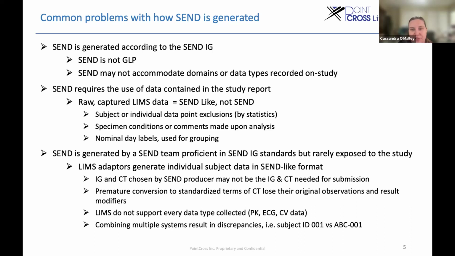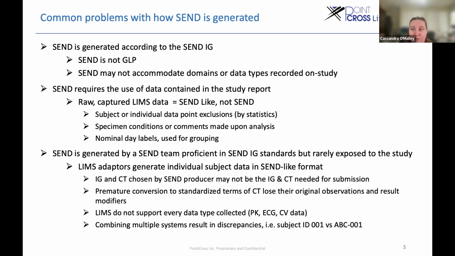The data captured throughout the study is only a portion of what is to be represented. There is information like exclusion points, specimen conditions, comments, and nominal day labels that are used for grouping that all come from analysis of the recorded data points themselves and not from the recorded data. SEND is typically generated by individuals that are not part of the study themselves, but they're experts in the SEND standards. As this is usually passed around between CROs, sponsors, software, and services vendors, there can be errors that arise from different views on these standards.